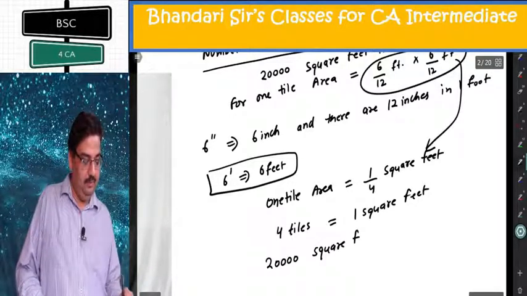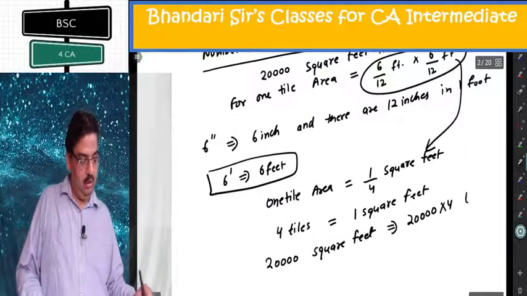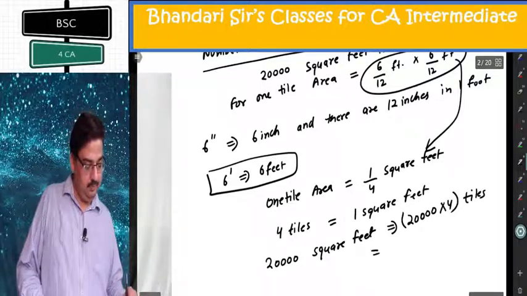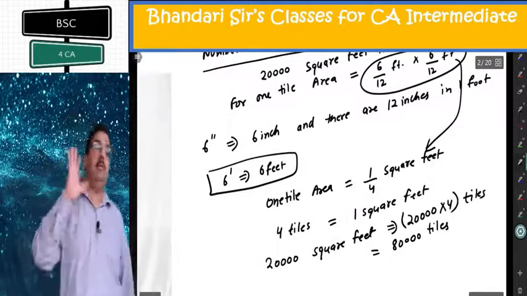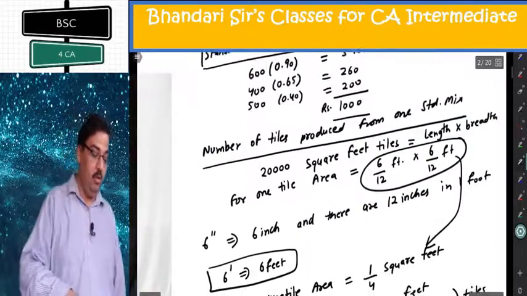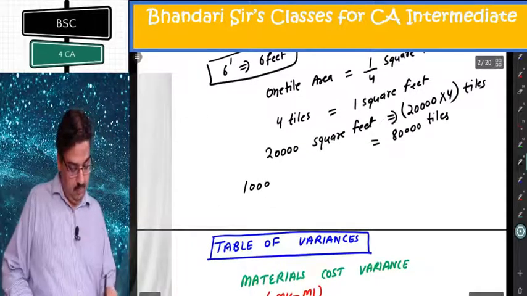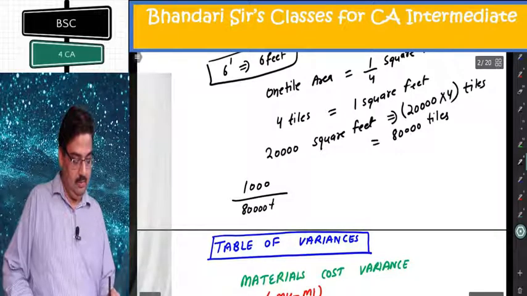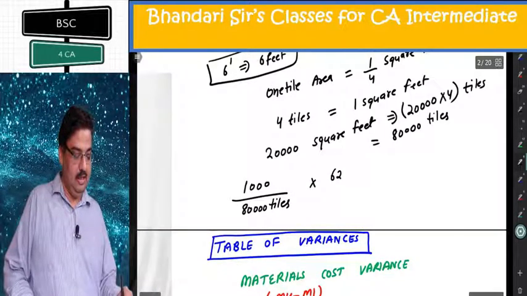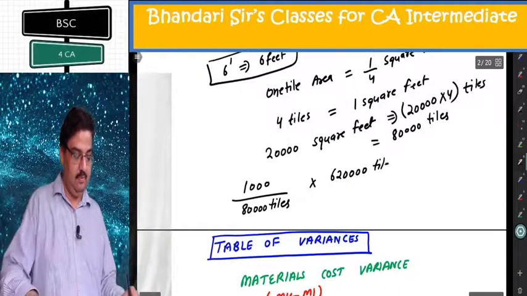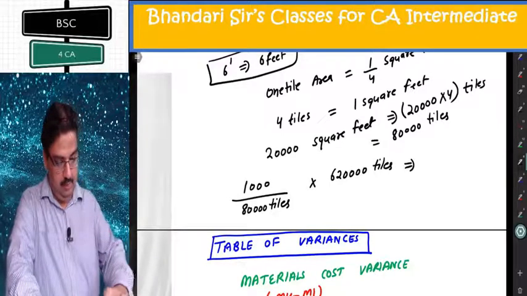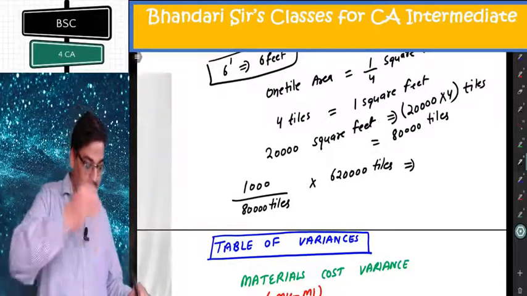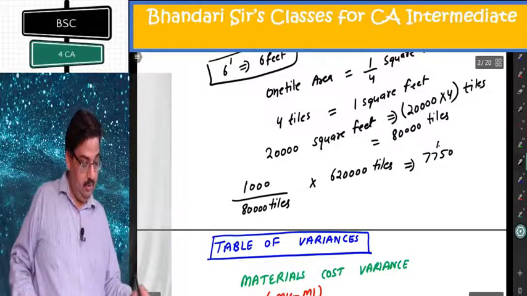20,000 square feet implies 20,000 into 4 tiles, 80,000 tiles. Now we are near the ultimate. 1,000 rupees cost for 80,000 tiles multiplied by 6,20,000 tiles, actual production which was given. 6,20,000 divided by 80,000, you are getting 7750 rupees.